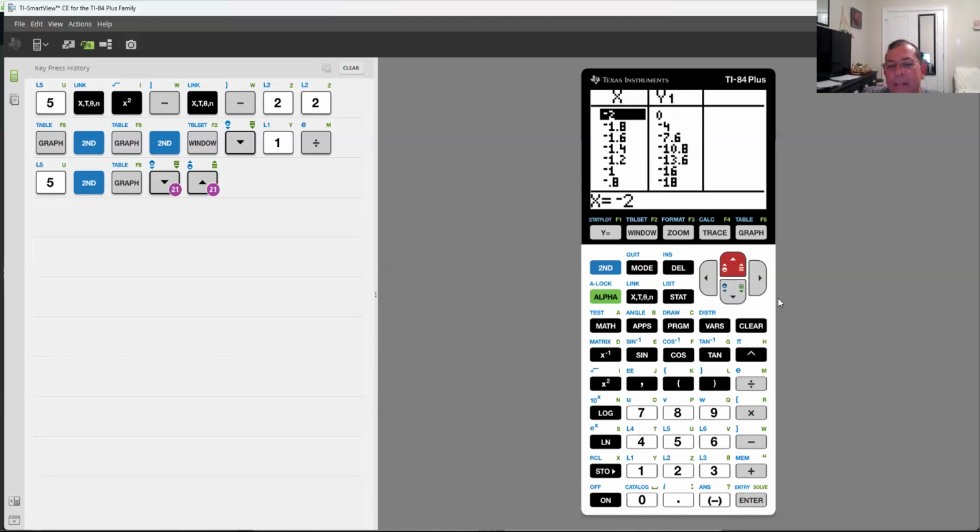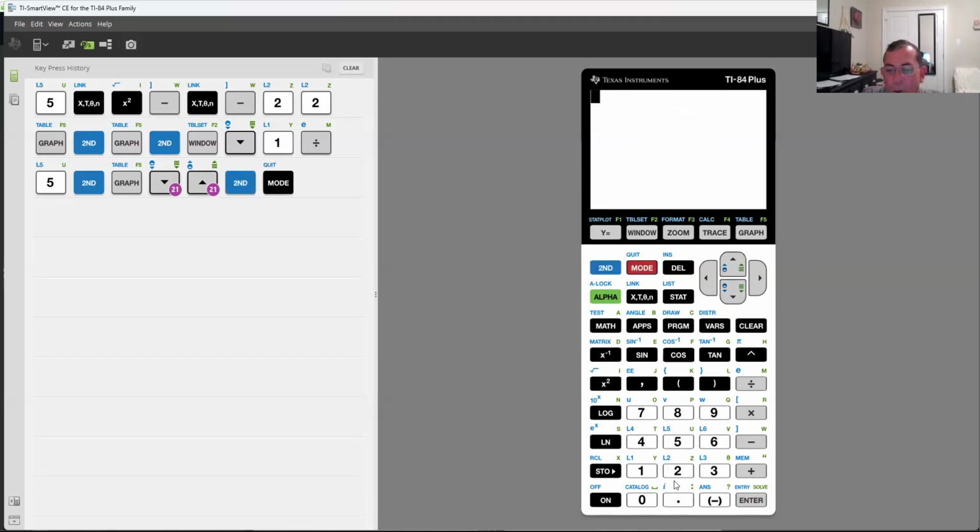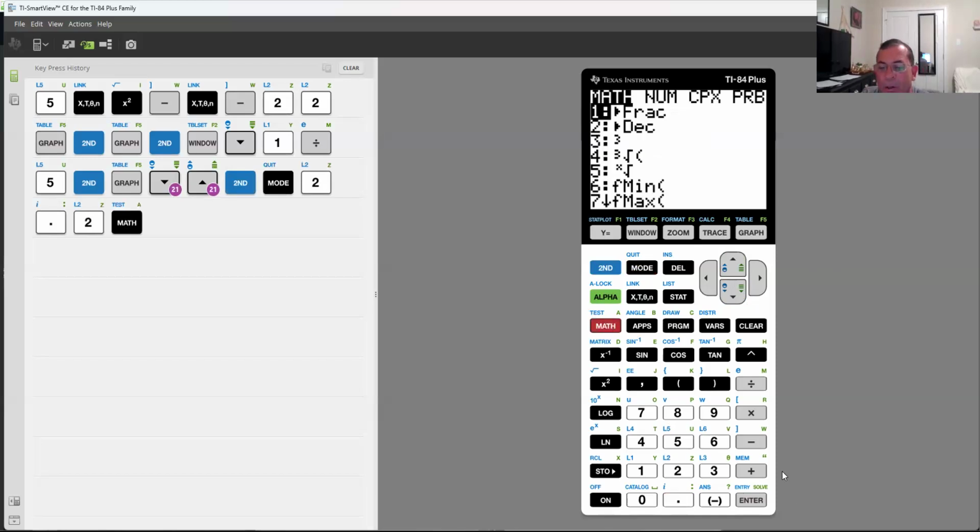Now, the only thing is that 2.2, I've got to turn that into a fraction. So I'm going to hit math and enter twice. So that gives me 11 fifths.